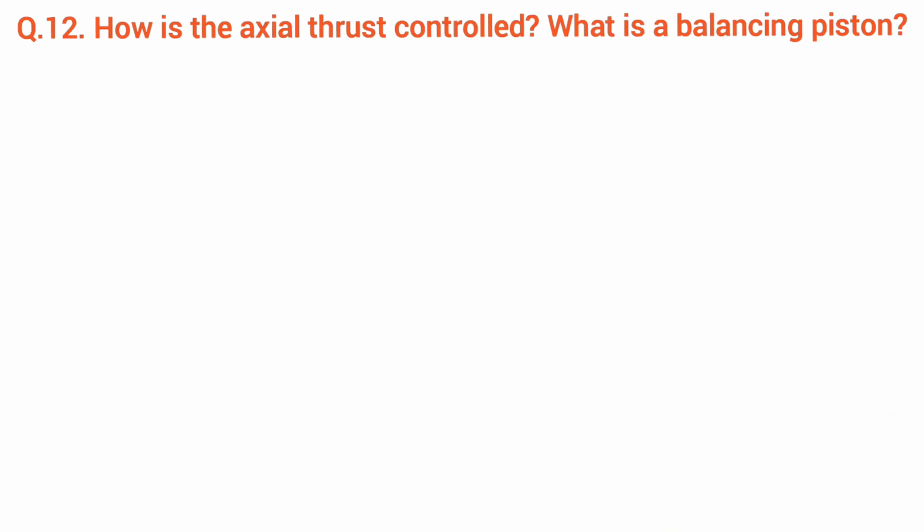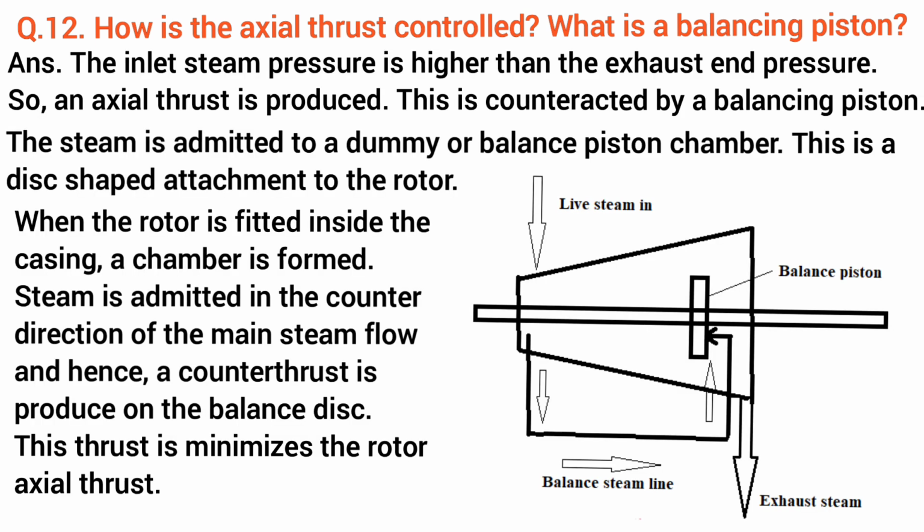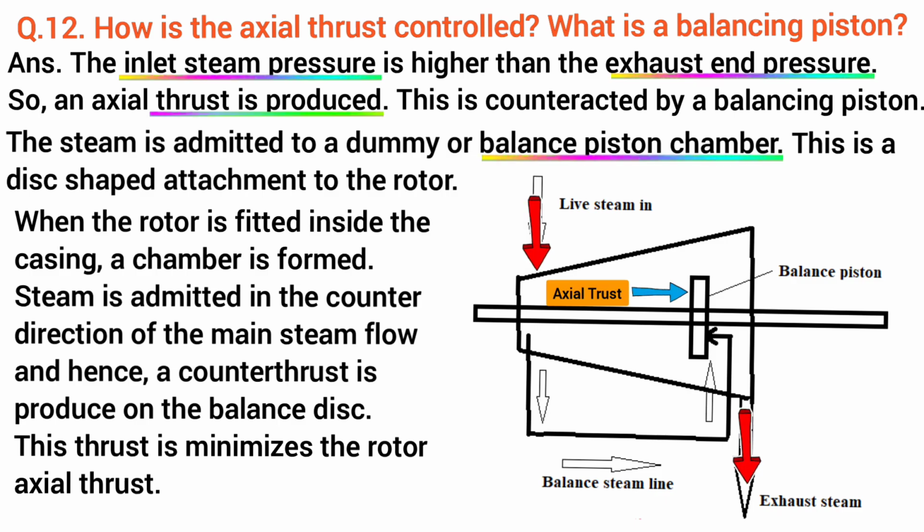How is the axial thrust controlled? What is a balancing piston? The inlet steam pressure is higher than the exhaust end pressure. So an axial thrust is produced. This is counteracted by a balancing piston. The steam is admitted to a dummy or balance piston chamber. This is a disc-shaped attachment to the rotor. When the rotor is fitted inside the casing, a chamber is formed.